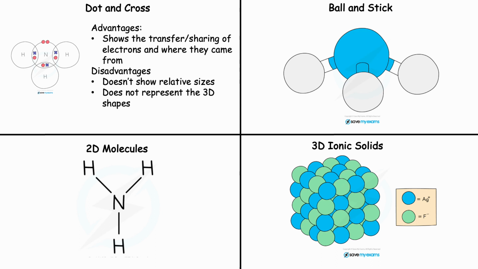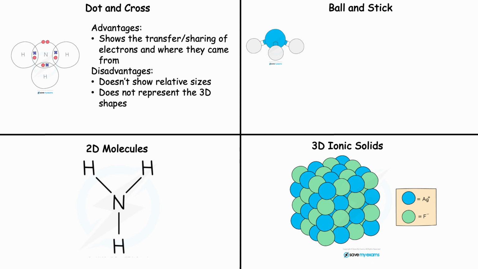If we move on to the ball and stick then, the advantages are that it will show us in 3D, so you can see how those atoms arrange around that central blue atom. And it does show generally those sizes, so you can clearly see on this diagram, this blue atom seems to be bigger than these 3 grey atoms. So it does show relative sizes quite usefully.